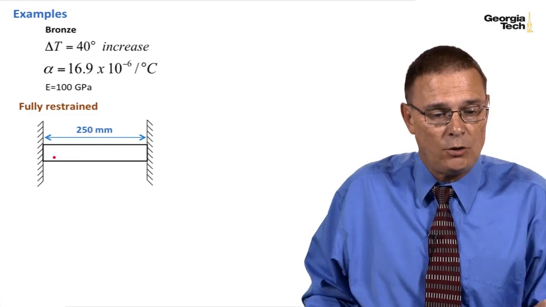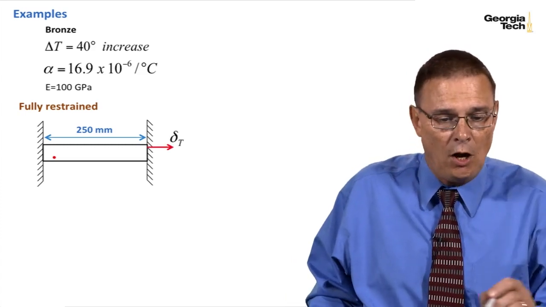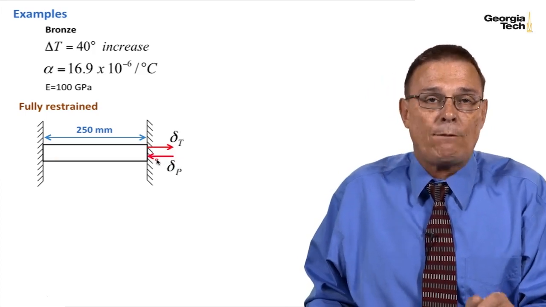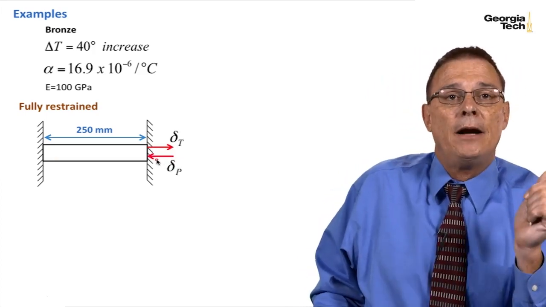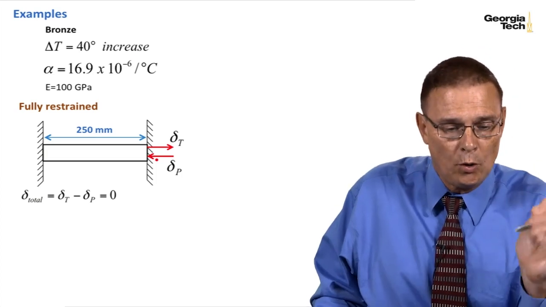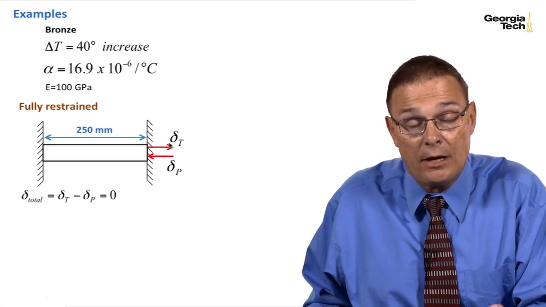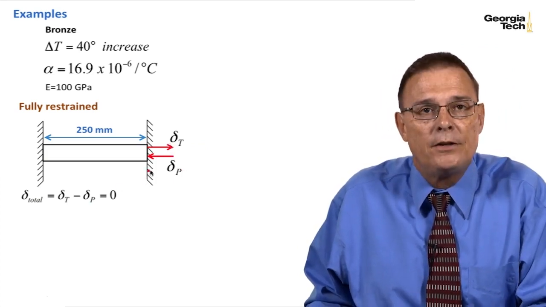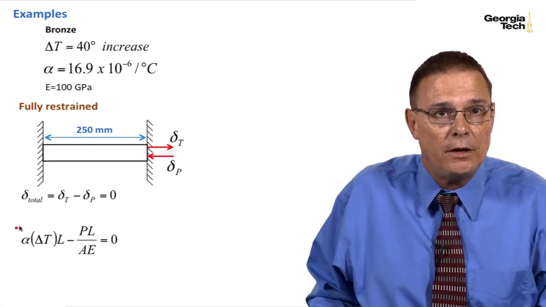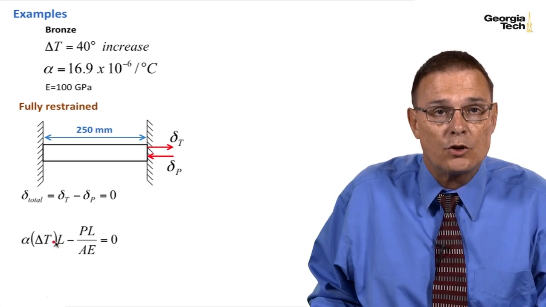And so the bar is again 250 millimeters long, but it's not allowed to expand. And so as a result, it wants to expand that amount that we calculated before, but we're going to have to force it back. It's going to be held back by a normal force to keep it from expanding since it's restrained. And so the total deformation has to equal 0. Which means that the deformation due to temperature must equal the deformation due to the normal force. And so I substitute in for my deformation due to temperature, which is the epsilon due to temperature times L, or the strain times L.